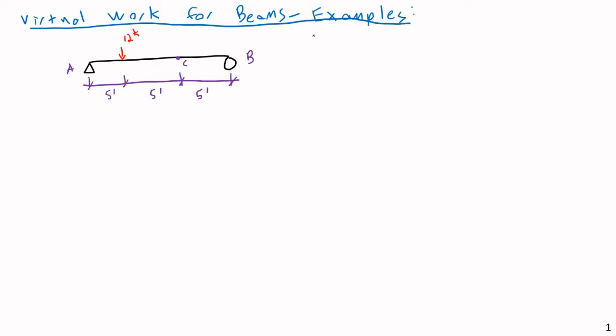And we're also provided that the moment of inertia of the beam is 120 inches to the fourth power, and that E, our modulus of elasticity, is 29,000 ksi. So another steel beam. So all this is provided, and we want to find the deflection at point C. That's why I've indicated point C here. The deflection at point C.